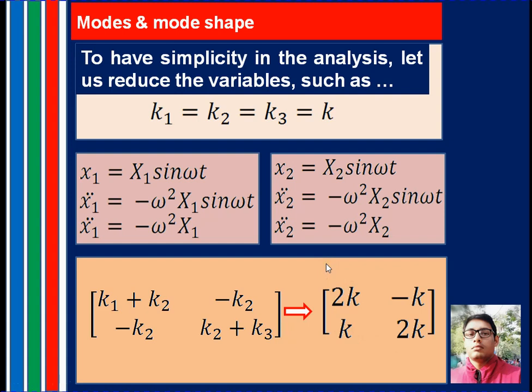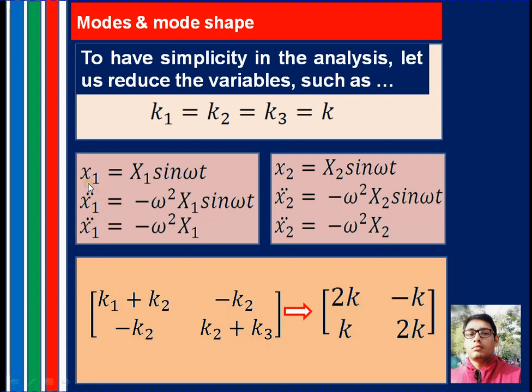So three different spring constants and two different masses are there. What we are doing is reducing the number of parameters: k1 equal to k2 equal to k3 equal to k, then another one, x1 and x2, like that we can solve it. Now this particular expression will be reduced to the form 2k, minus k, minus k, plus 2k.